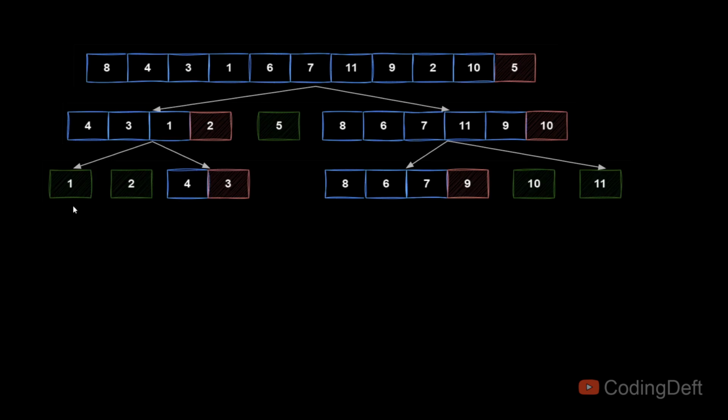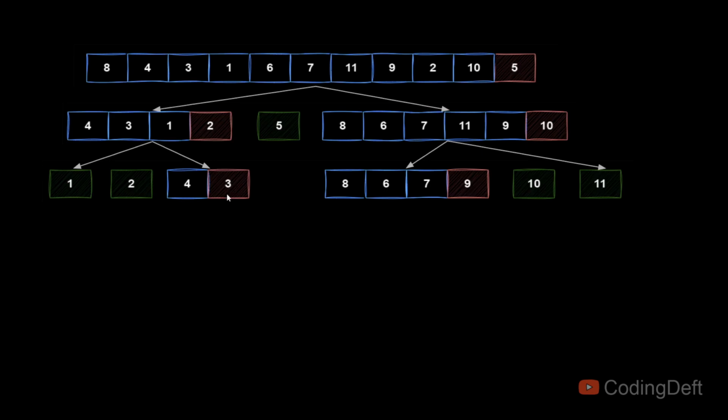Since there is only one element here, this is considered as sorted. So we need to worry about only this array and this one. As you can see in the image, whatever is highlighted is already sorted. You can see 1, 2, 5, 10, 11. These elements are in the proper order. So now let us go to this one.